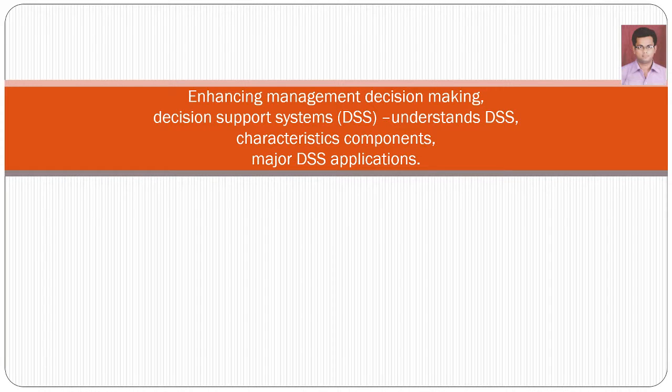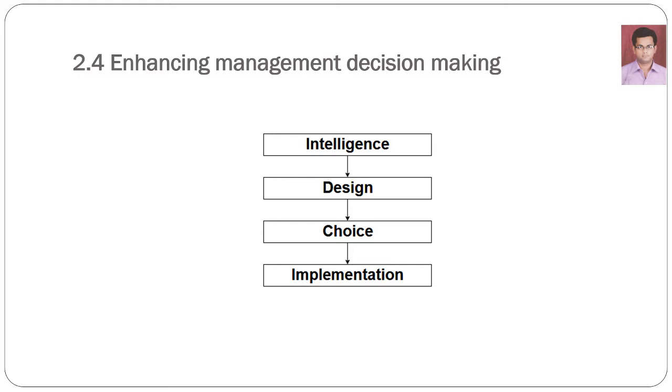Let's talk about the next point, which says enhancing management decision making and decision support systems, understanding DSS, characteristic components, and major DSS applications. Enhancing management decision making. Now, see, there's a diagram which says intelligence is followed by design, which is again followed by choice, which is again followed by implementation.